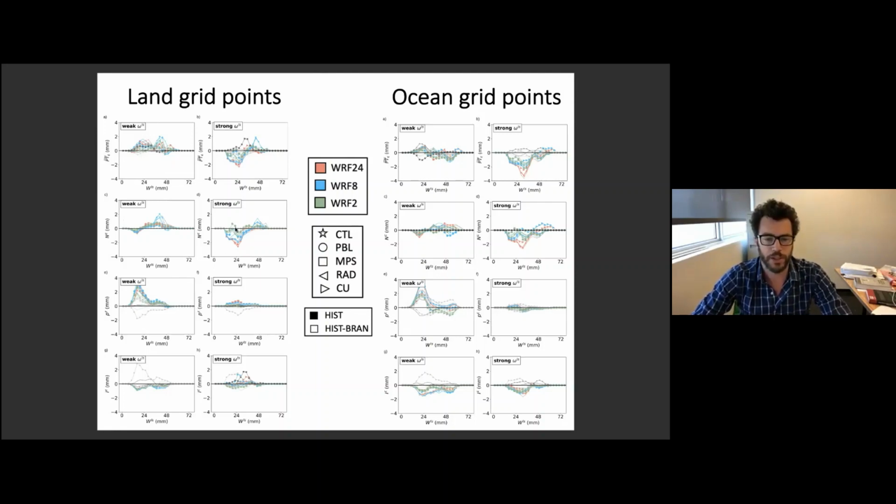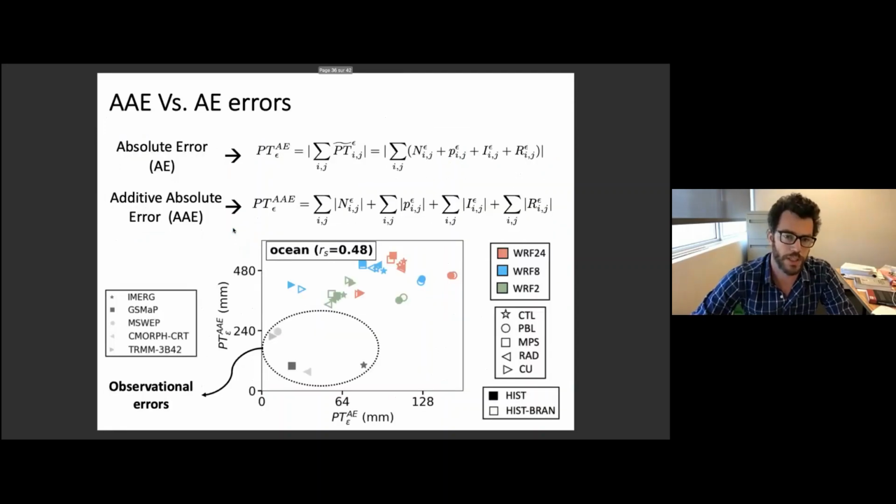For example, here you see these greens with circles, which is the simulation run with a different planetary boundary layer scheme, seems to produce better results in this specific case compared to the control, etc. Again, not going much into the details, but there are quite a few physical insights that we can get from this.